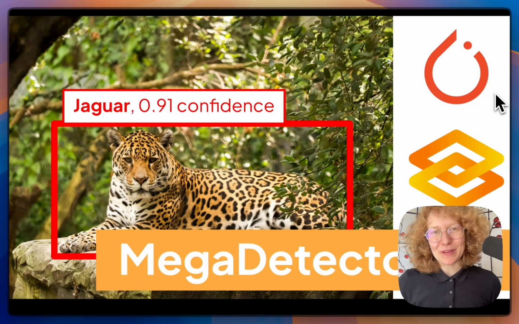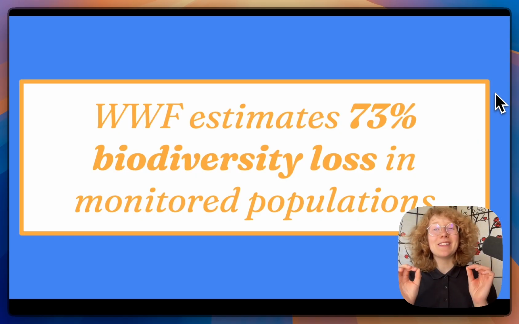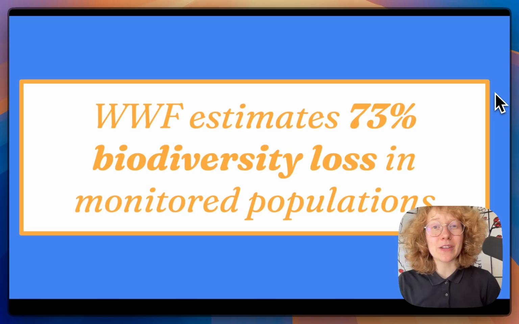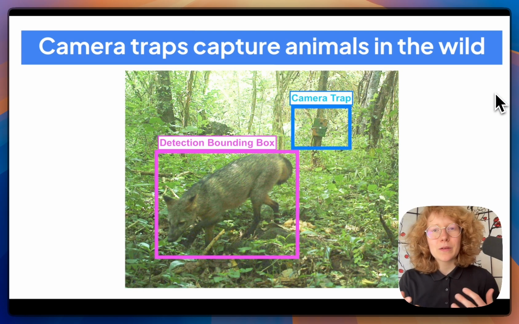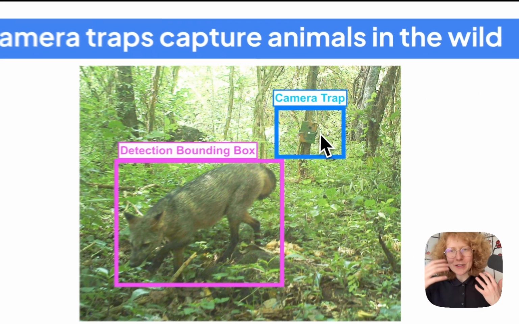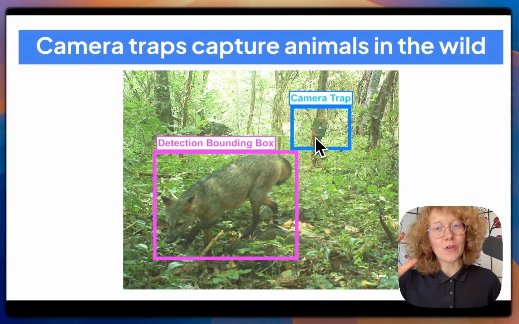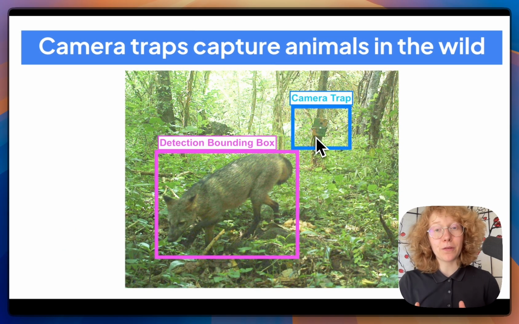Imagine that you're deep in the Brazilian Atlantic forest trying to monitor the local jaguar population. Because according to WWF, there is an estimated 73% biodiversity reduction in monitored wildlife populations in the last 50 years alone. Now, to try and monitor the biodiversity, a lot of ecologists use what's known as camera traps. So these are just camera devices that you can strap onto trees, and they get activated when you have an animal coming and passing through.